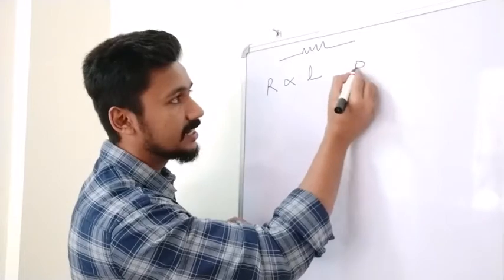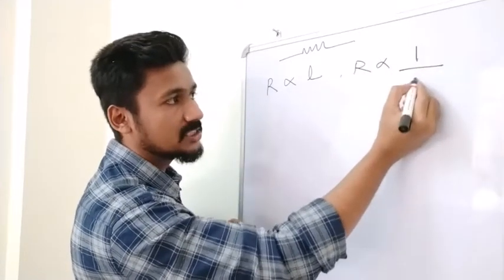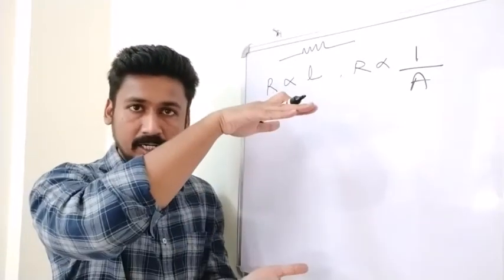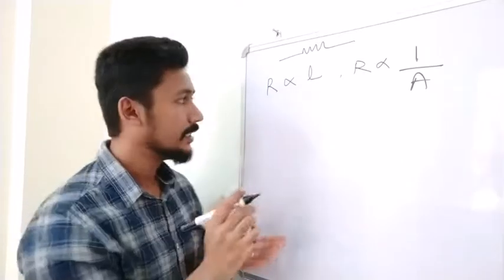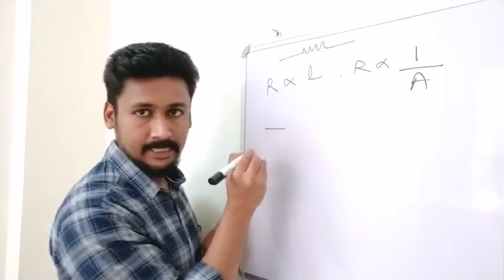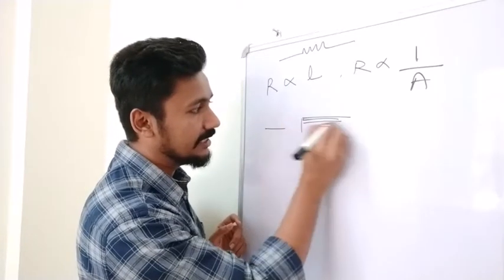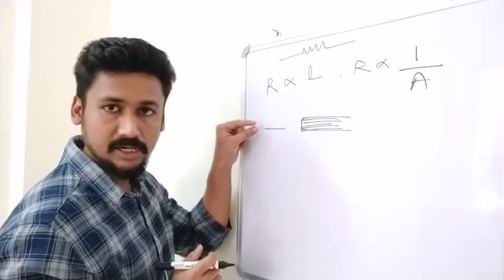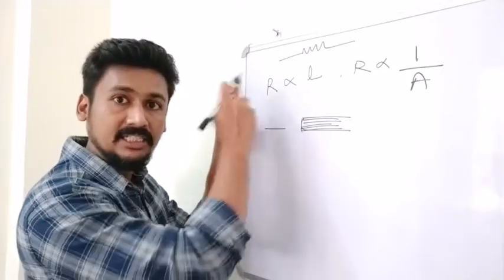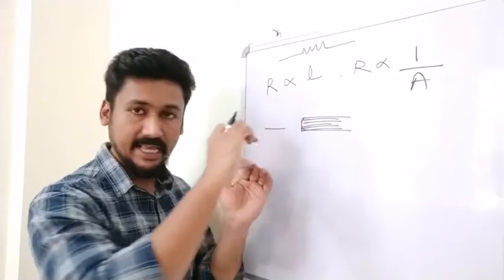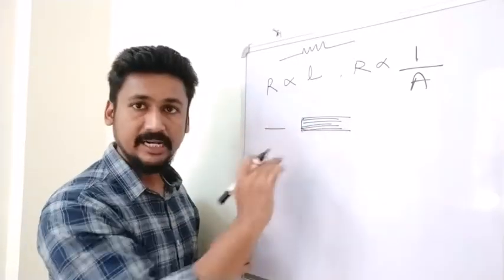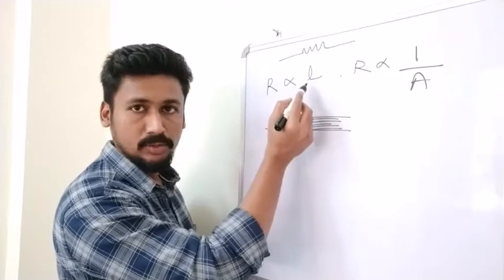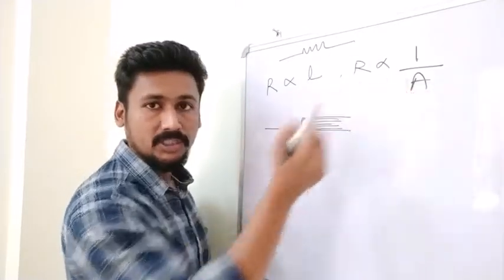The other factor is that resistance is inversely proportional to the area of cross section. Means if the area of cross section is more, the resistance will be less. If you have one resistor which is very thin and the other resistor is a little bit thick, then out of these two you can see this one has the smaller cross section area. So here the resistance will be larger, and for this one the area of cross section is larger, so here the resistance will be lower.